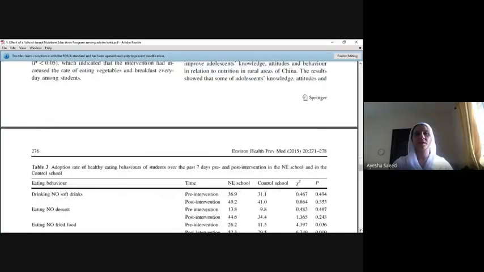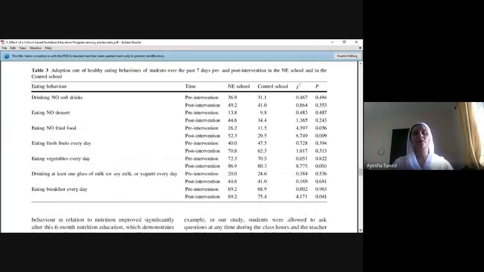I'll not go into the discussion. We'll just have a look at the tables. Table 3 was adoption rate of healthy eating behaviors. Now this is towards the practices part. The first part was the knowledge, what they knew. The second part was attitudes, what they thought. And the last is the behavior. This is the practices. This is what difference it made on their practices.